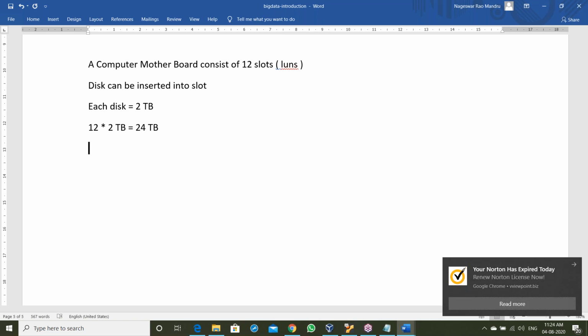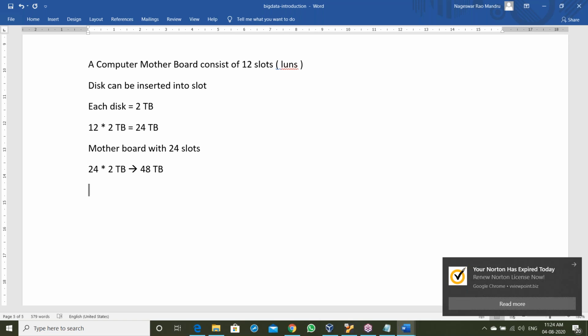Okay. Suppose you want more storage here. Then you can purchase a system with a motherboard with 24 slots. Motherboard with 24 slots, right? If it is 24 slots, 24 multiplied by 2 TB. So this is equal to how many here? 24 multiplied by 2 TB, so this is 48, right? Yes, this is reasonable storage. In real time data centers, this is recommended storage.